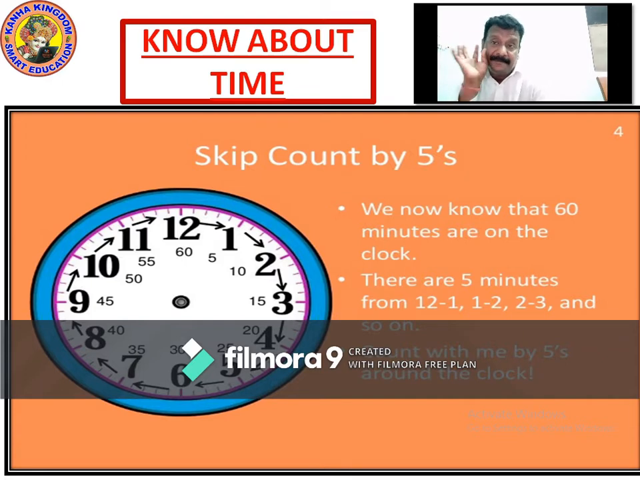Now let's see, for your proper understanding, skip counts. This is called skip counts by 5, when you talk about time. When you talk about 5s, from 12 to 1, let's count as 5.